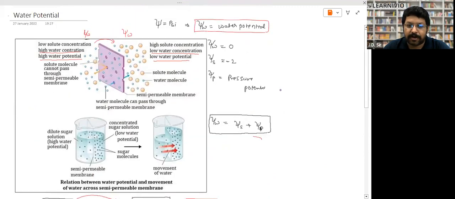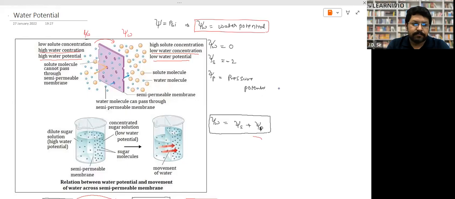There is one more, a bit complex concept, that is called water potential. Now, what is water potential? Water potential is the free energy of water molecules. Water molecules have some free energy. Because of this free energy, they collide here and there.